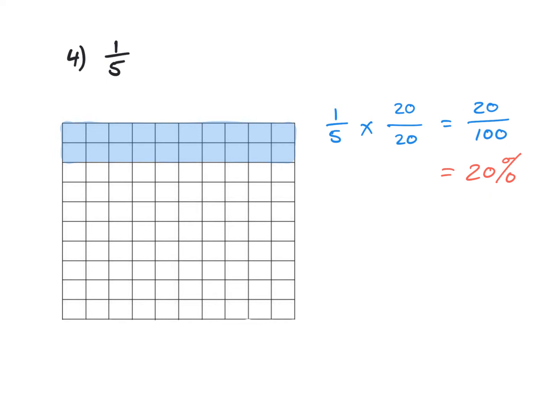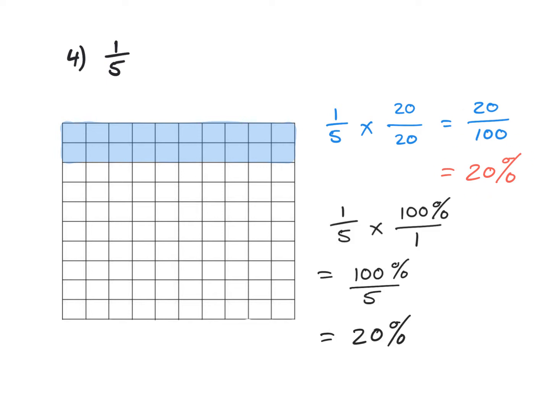Alright, what about the other way to work this out? And here you have it. The fraction multiplied by 100% over 1, and basically 1 multiplied by 100 gives you the 100% over there, and 5 multiplied by 1 gives you the 5. We simplify this fraction over here. 5 goes into 100 20 times, and not forgetting our percentage sign. Okay, so well done. There's two different ways of achieving the same answer.